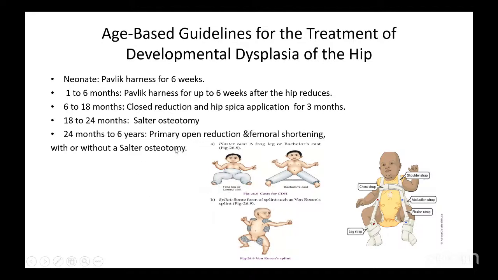Bony procedures are osteotomies. One is acetabular osteotomy, another one is femoral osteotomy. They are indicated when there is a failure with the conservative methods, and after 1.5 years, when soft tissue procedures and non-operative methods have no role.